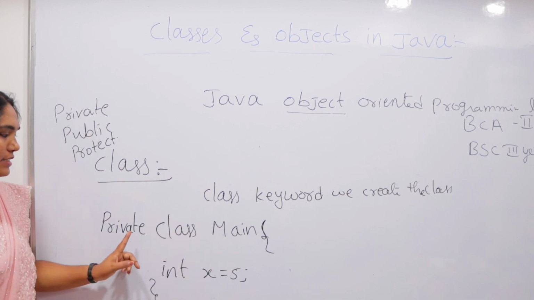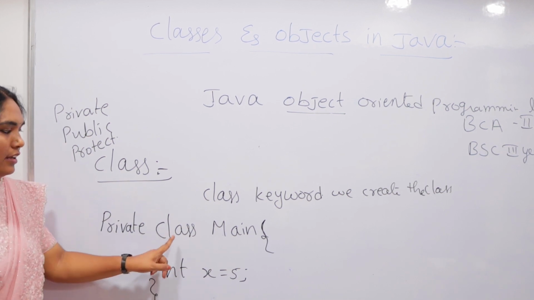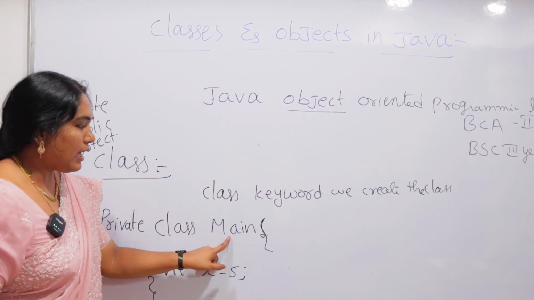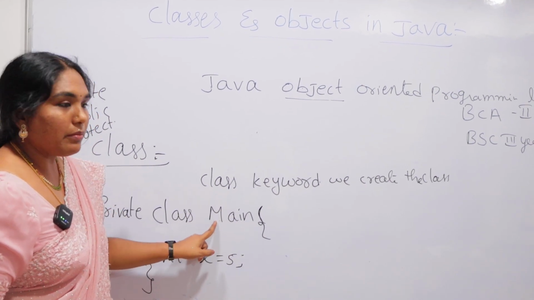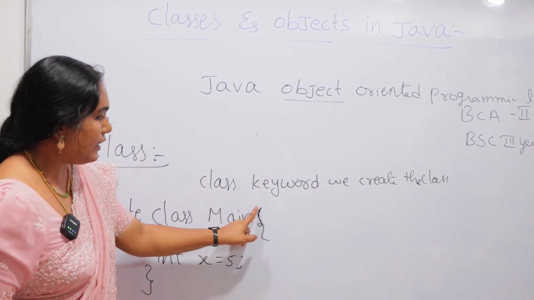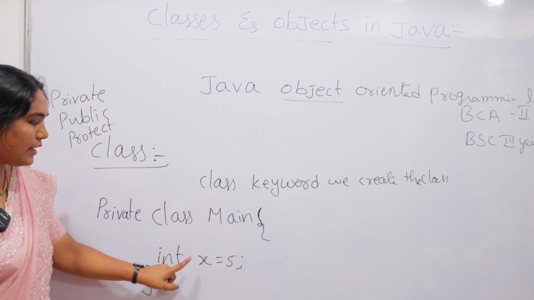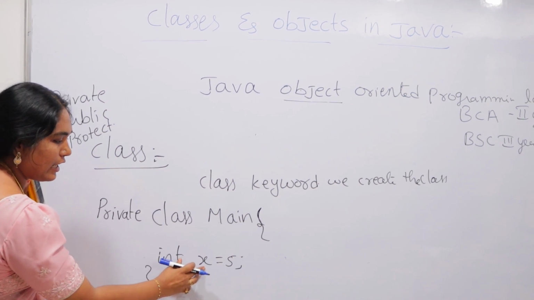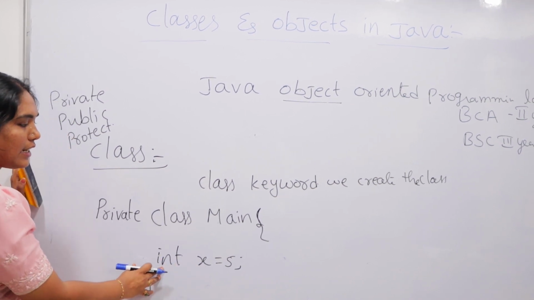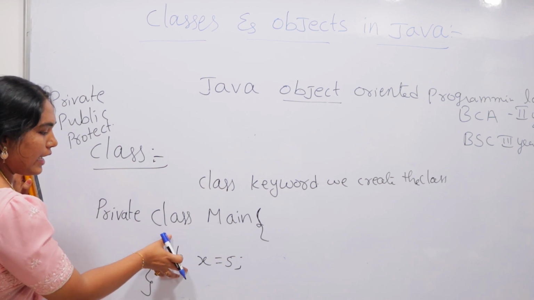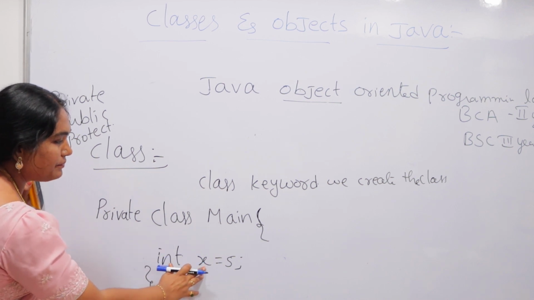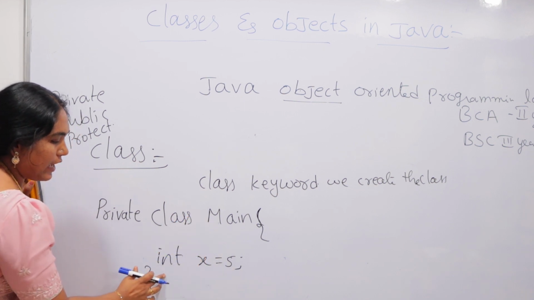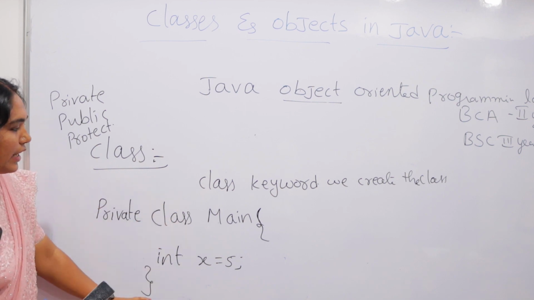How did I create this class? By using the private access specifier, and class is the keyword, Main is the name of the class. In the class name, the first letter must be a capital letter, and open the braces, int x is equal to 5. I hope we know what x means. x is the variable. Which data type is it? Integer data type. Now in this example, x is called the attribute of the Main class. And what is the value of x? 5. This is how to create the class.